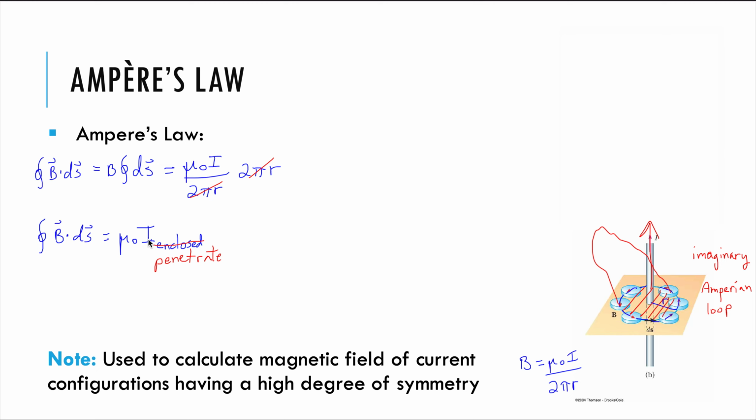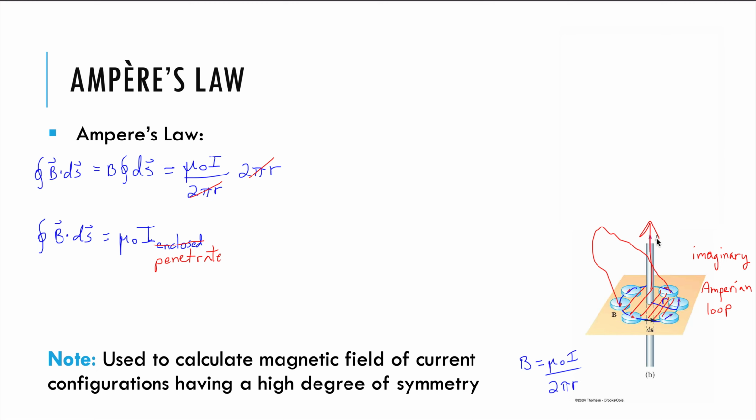Another thing that is important is the sign of the current. Is it going to be positive or negative? The way that we do this is we curl our fingers in the direction of the loop that we have taken. In this case, we took a loop that was counterclockwise, so we curl our fingers counterclockwise and look at which way our thumb is pointing. In this case, our thumb is pointing upward.